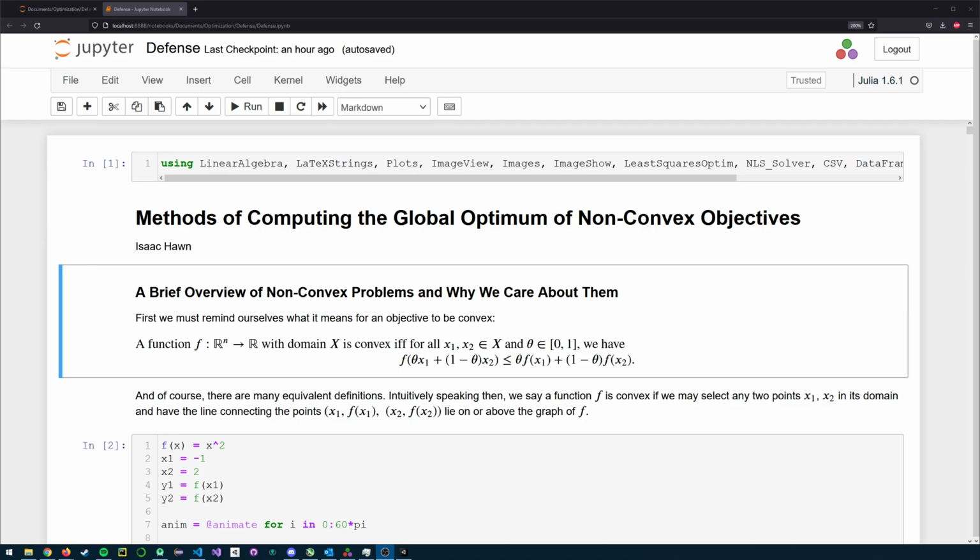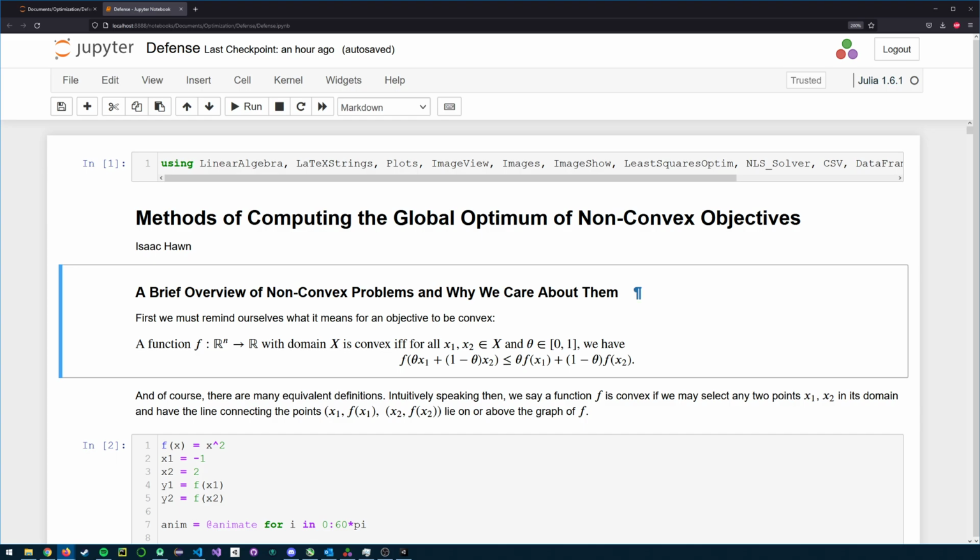We're going to first define what it means for an objective to be non-convex. And in order to do that, we need to look at what it means to be convex. So this is the formal definition of what it means for a function f from R^n to R to be convex. You can read it if you like. I'm not going to spend too much time on it because it's a little bit hard to tell what this is doing unless you're quite familiar with this already.